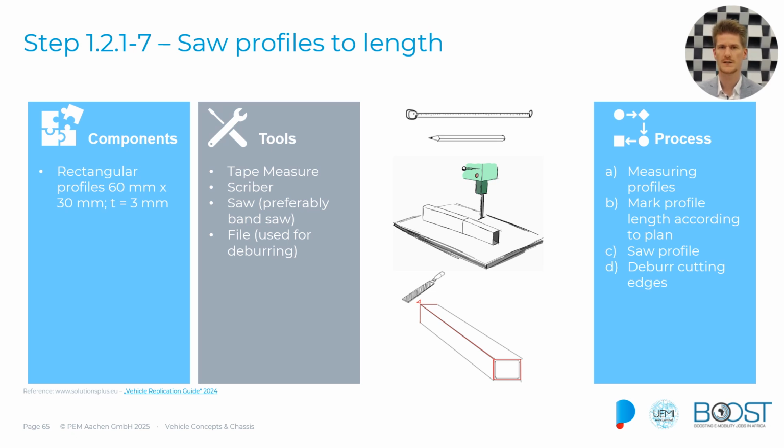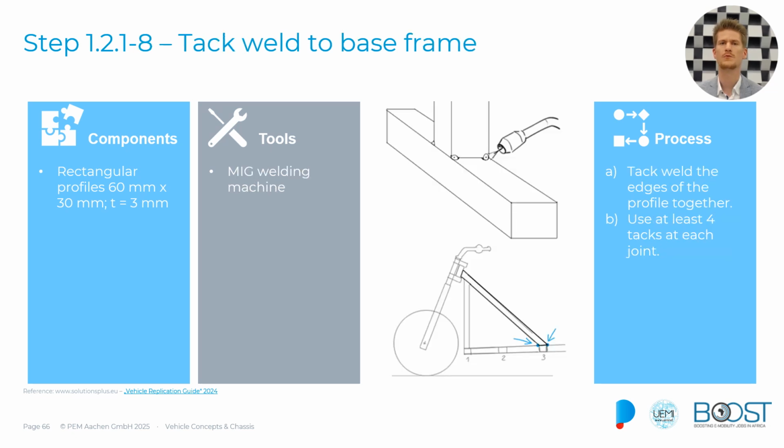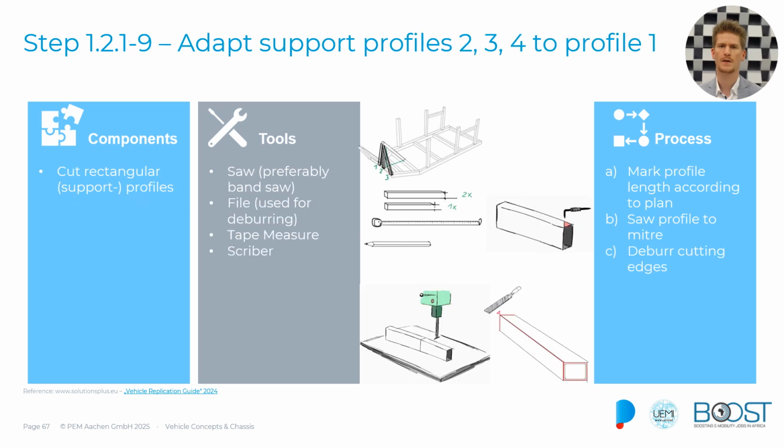After that, we will proceed in a very similar way to the base frame before. So we will tack weld this part to the frame. So we are welding down here, and again using here a MIG welding machine. And then we need to look at the adaptation of our support profiles to take the profile that we just mentioned.